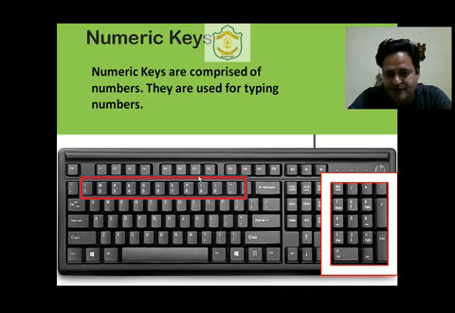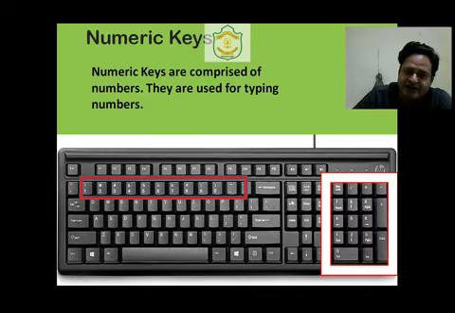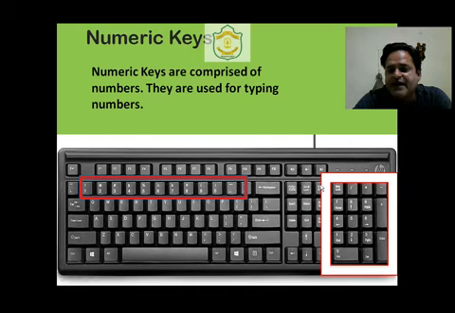One is just above the alphabet keys, as you can see marked here in this red rectangle, and the second one is here. This is the numeric pad. Here also we have the same numeric keys, which contain numbers from 0 to 9 plus mathematical symbols like multiplication, addition, subtraction, division. So these are called numeric keys.